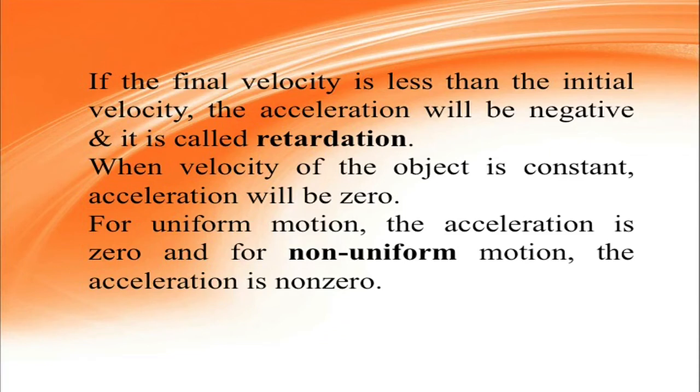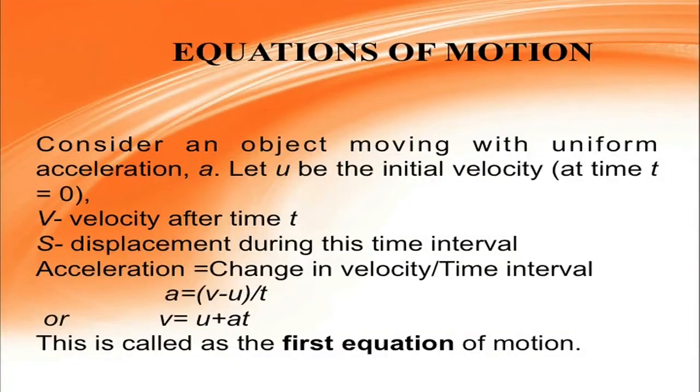Thus, for uniform motion, the acceleration is 0, and for non-uniform motion, the acceleration is non-zero. Now, we discuss some equations of motion. Consider an object moving with uniform acceleration a.